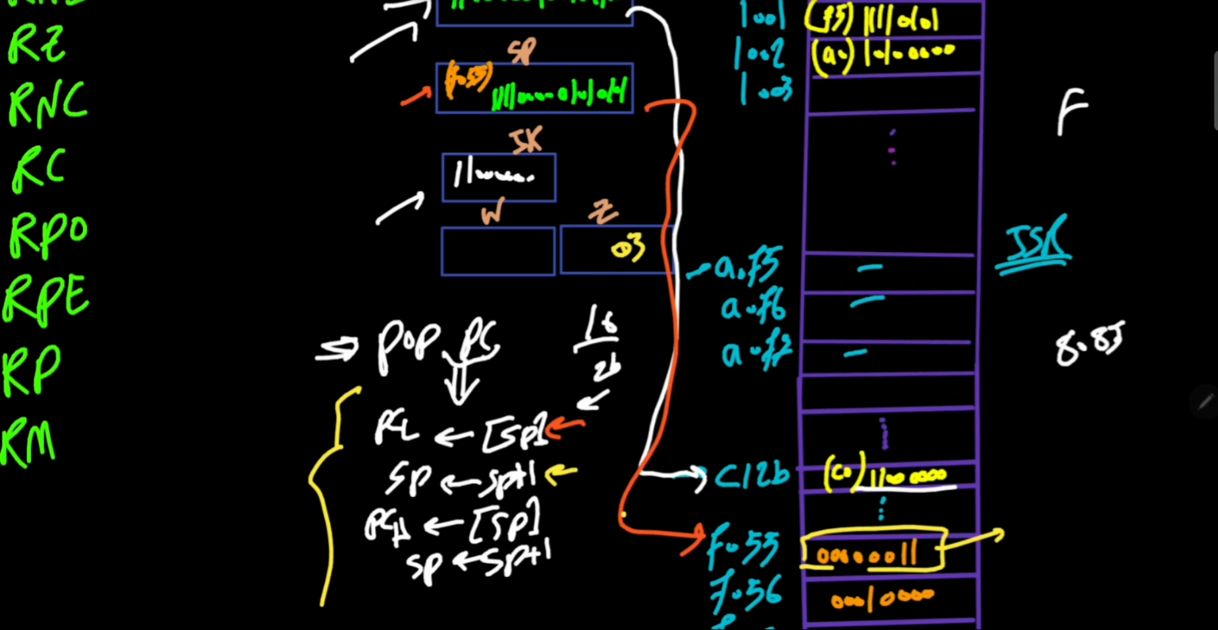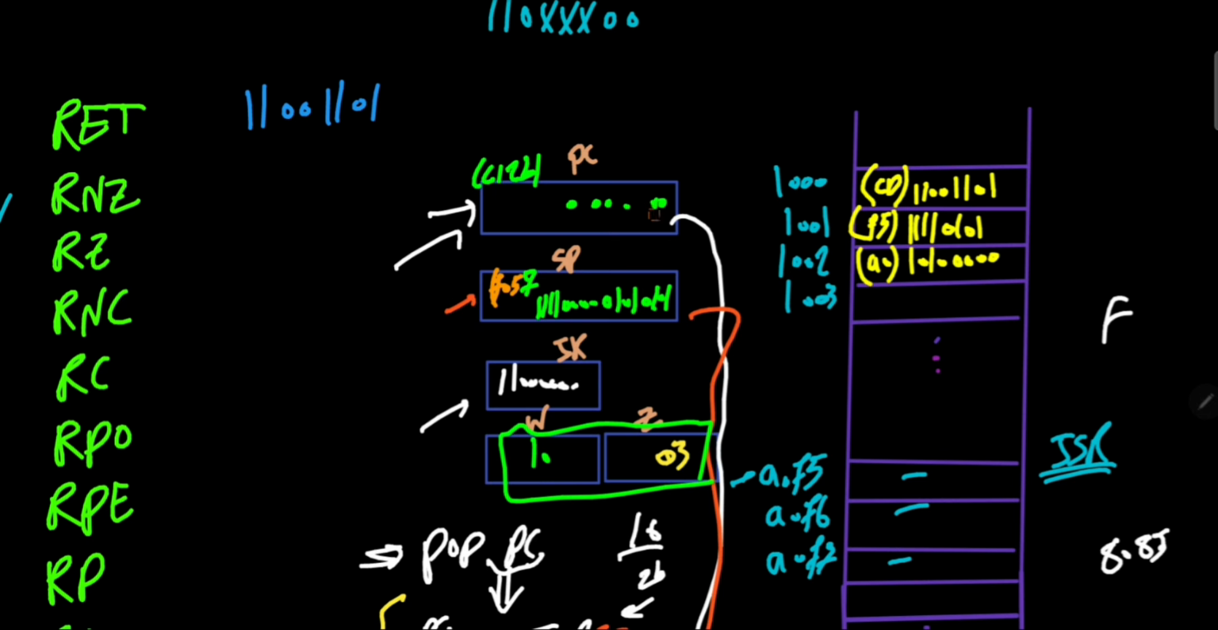Let me change the color. So from F055, I'm just changing the hex to F056. Then this value would be read inside the W. We have 10, and SP would be incremented again. We have F057. Now WZ with the same format would be written inside the PC. Now we have 1003 here, or 0001, 0000, 0000, and 0011.